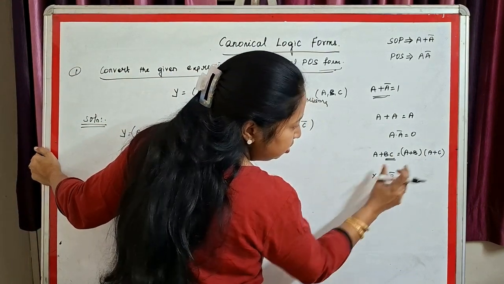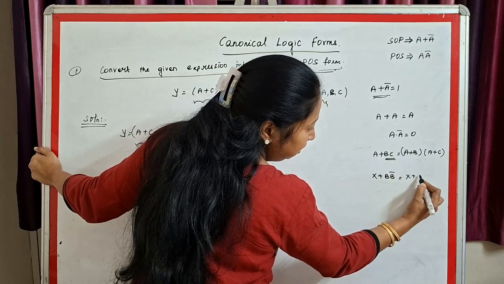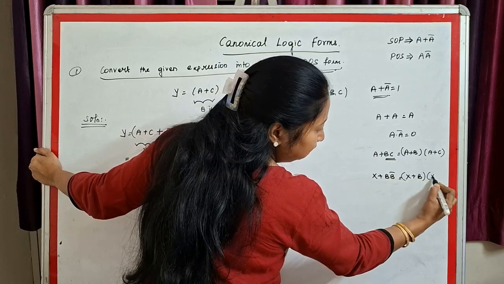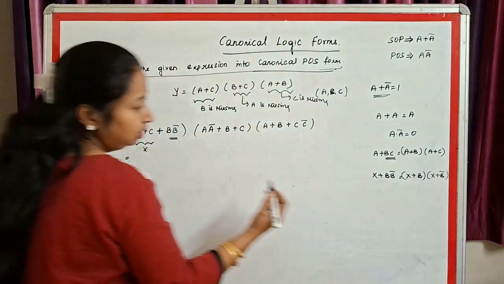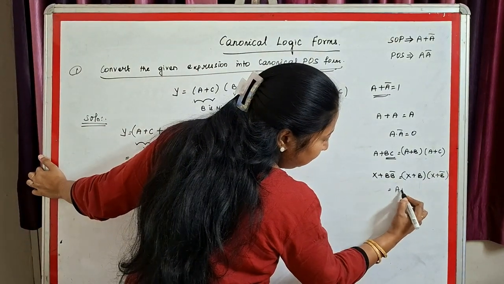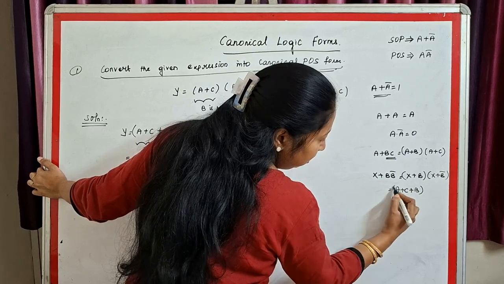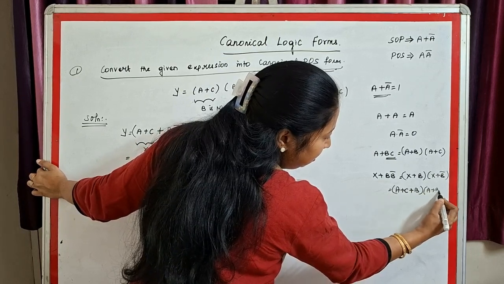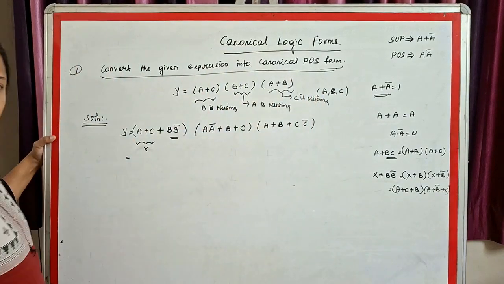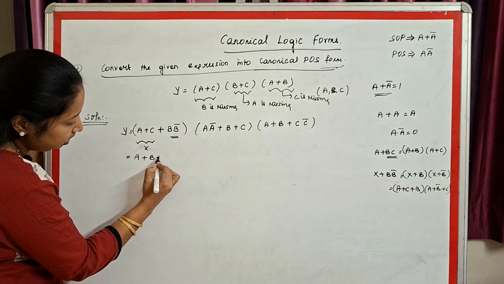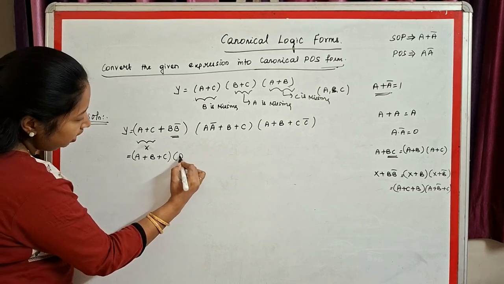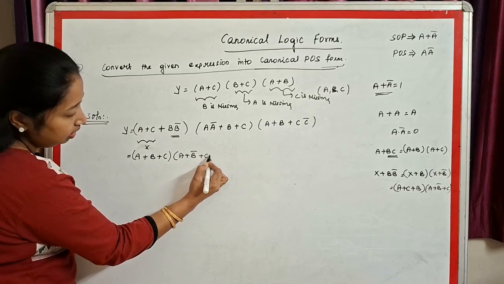So how can you expand using the same concept? This is nothing but (X plus B) into (X plus B bar), right? Where X is what? X is A plus C. So this is (A plus C plus B) into (A plus B bar plus C). Understood? Try to give me the expression here. It is (A plus B plus C) into (A plus B bar plus C).